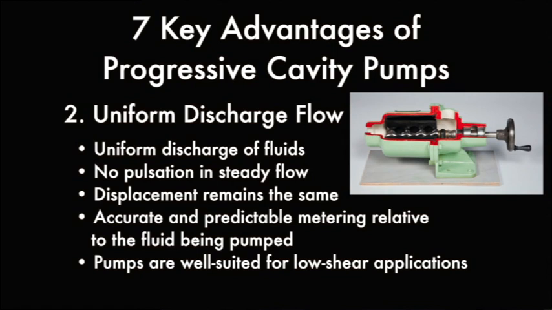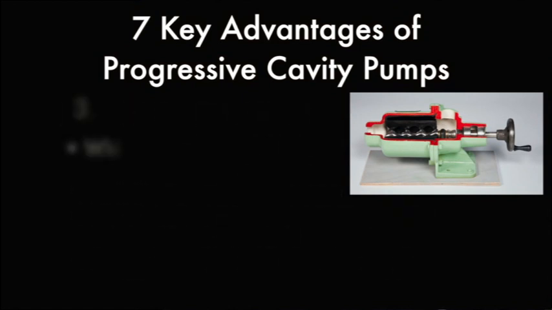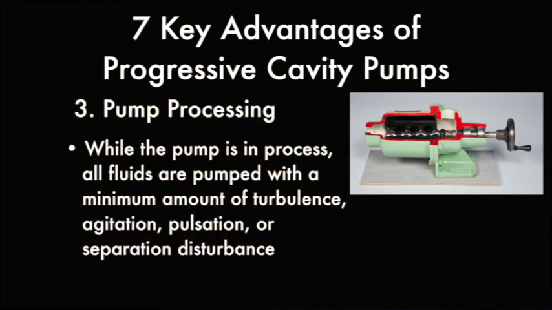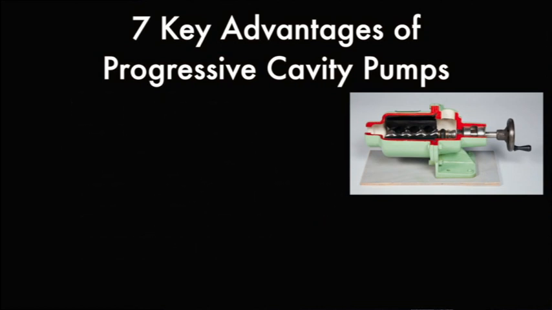Fluids are uniformly discharged without pulsation in a constant, steady flow. Displacement remains the same with each revolution of the rotor, permitting accurate and predictable metering relative to the fluid being pumped. Because of the unique flow characteristics, these pumps are well suited for low shear applications. The third advantage is when the pump is in process, all fluids are pumped with a minimum amount of turbulence, agitation, pulsation, or separation disturbance.